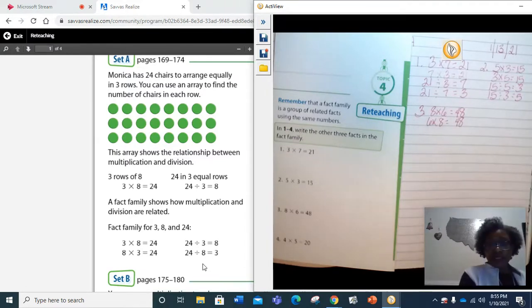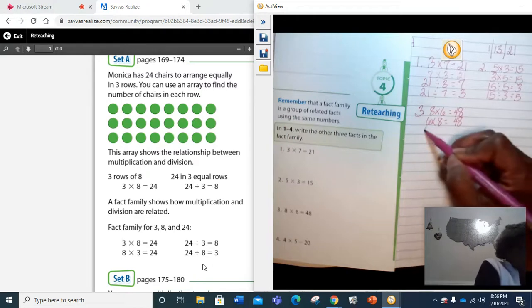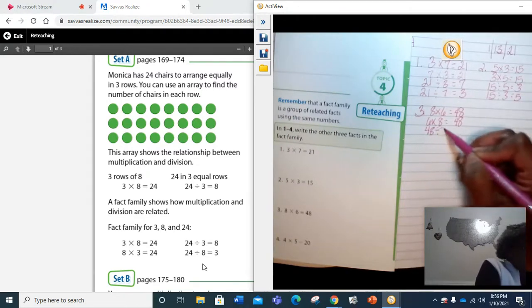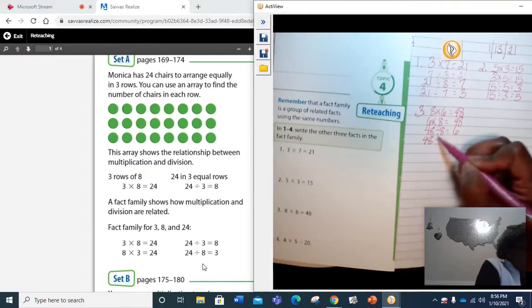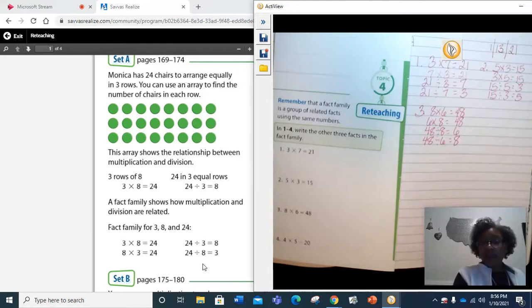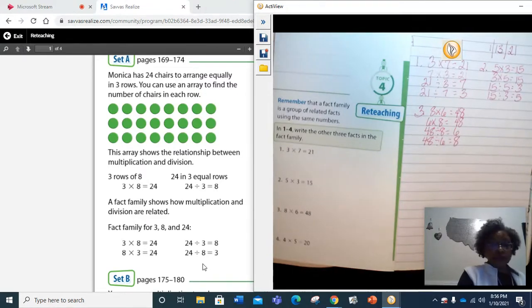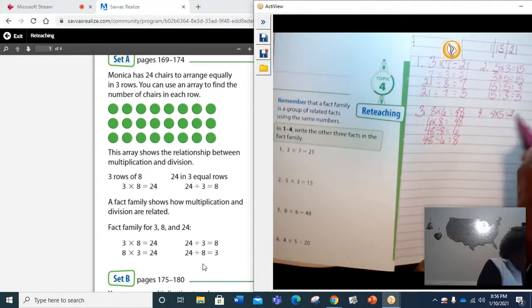So what do we do next? Remember, I can go to the right-hand side of the page if I forgot. But I've done so many, I think I get the hang of it now. 48 divided by 8 equals 6, and 48 divided by 6 equals 8. Now, we have one more. Let's do number 4. 4 times 5 equals 20.